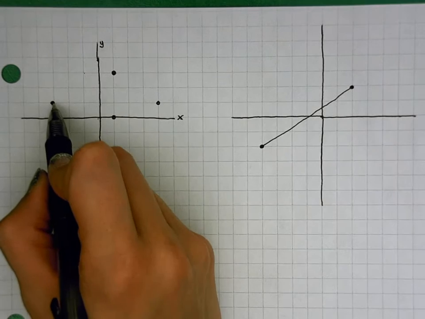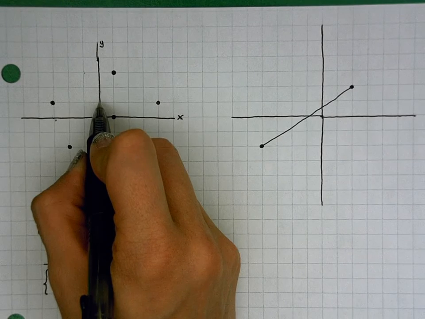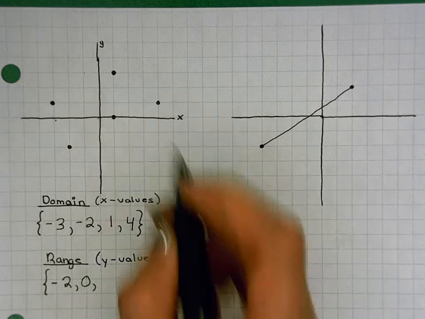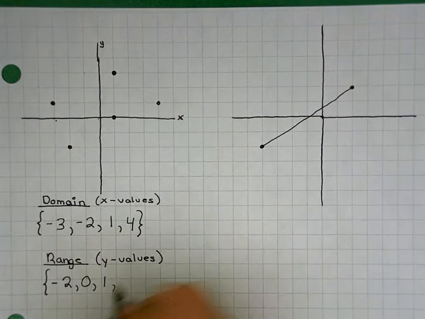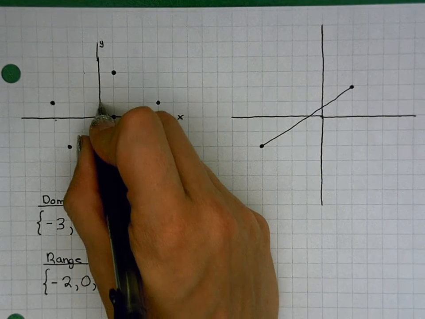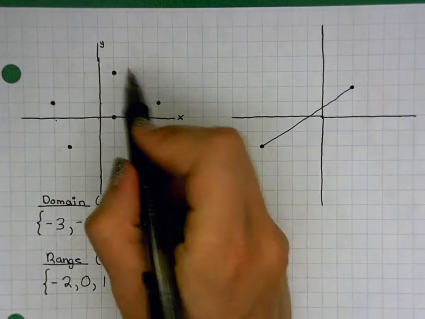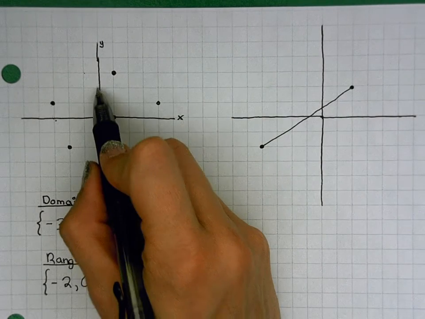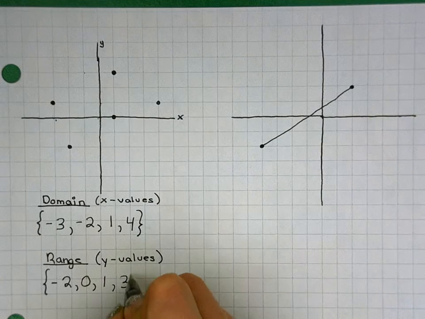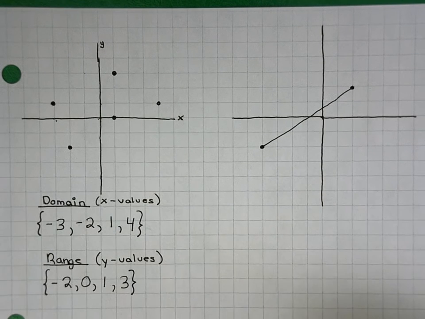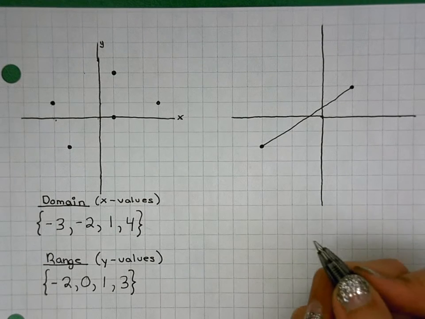This point over here is located at 1 on my y-axis. This point is also located at 1. And again, I don't need to write them twice. And then this point up here is located at 1, 2, 3. Okay, so that's my range.